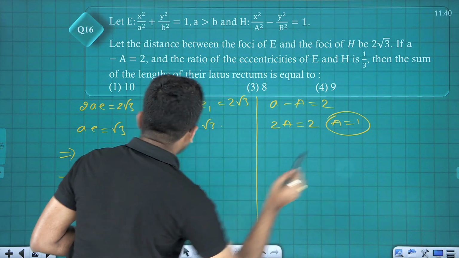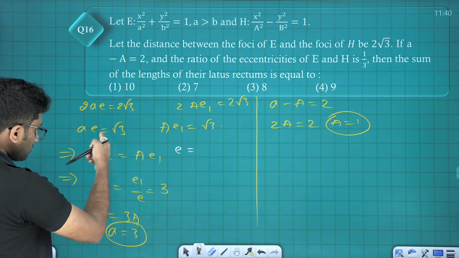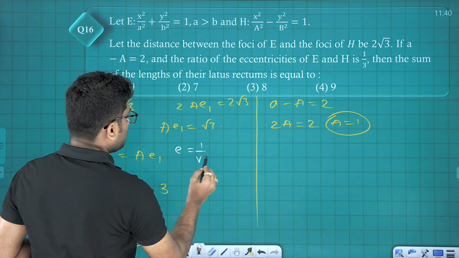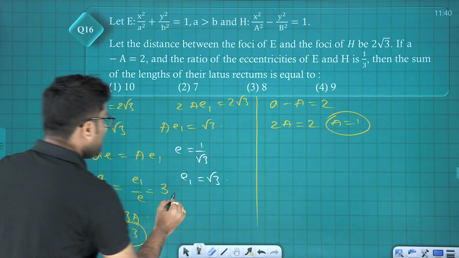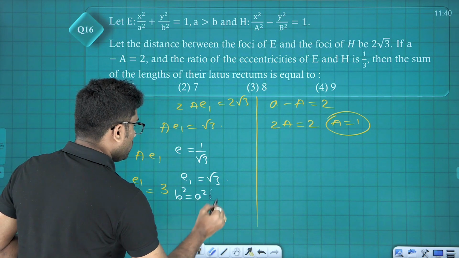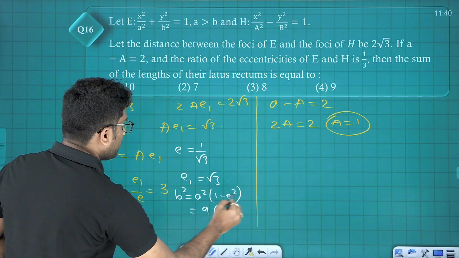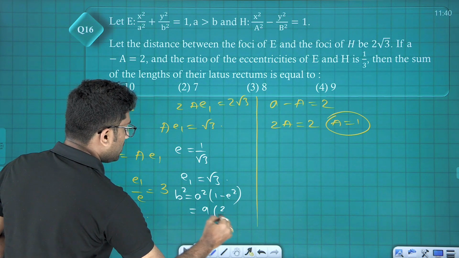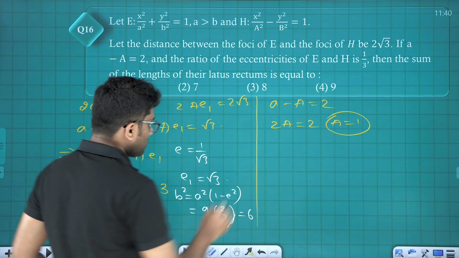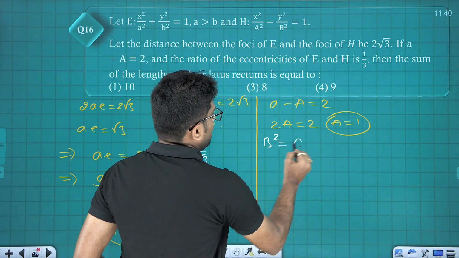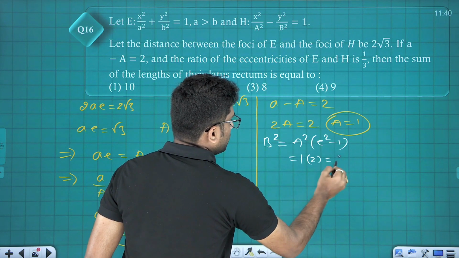Clear? If small a is 3, what is e? e will be root 3 by 3, which is 1 by root 3. And E1 is root 3 directly. We have b square is equal to a square into 1 minus e square. Correct? a square, which is 9, into 1 minus 1 by 3, which is 2 by 3, which is directly 6. So b square is 6. What about capital B square? A square into E square minus 1. 1 into 3 minus 1, which is 2.